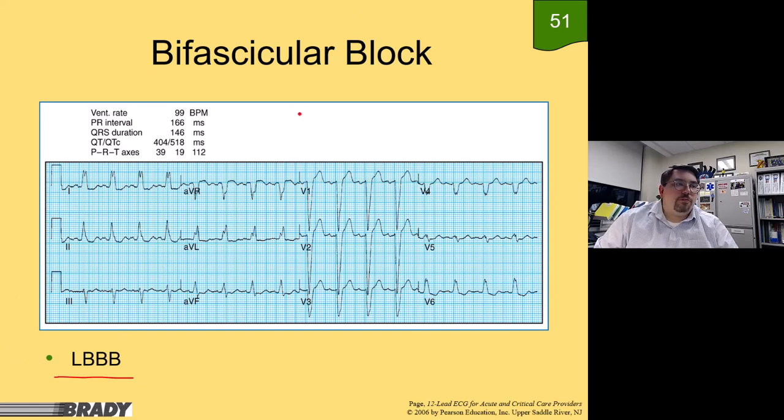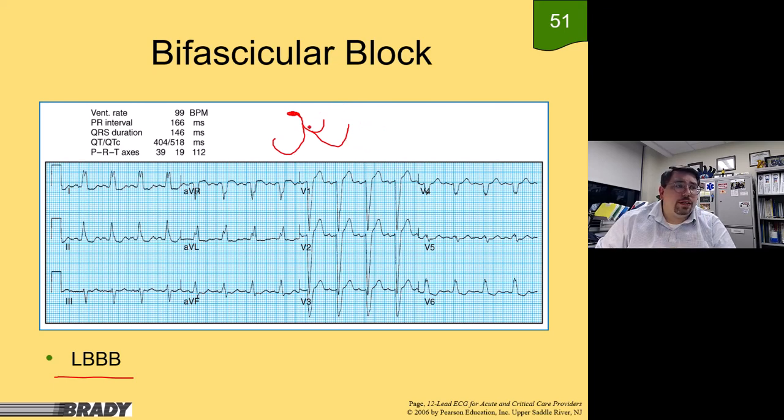If you remember from our previous lectures, I'm going to draw the AV node. This is the bundle of His. Move up into our right bundle branch. And then we have our anterior and our posterior fascicles that are going to be on the left ventricle. So again, right ventricle, left ventricle.